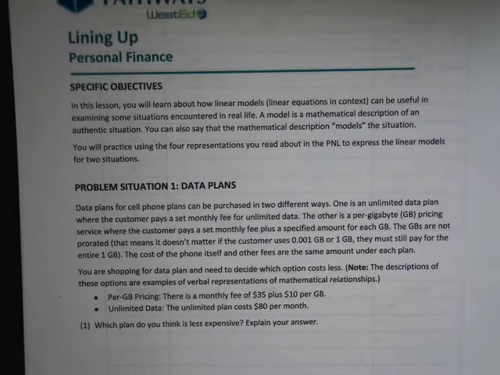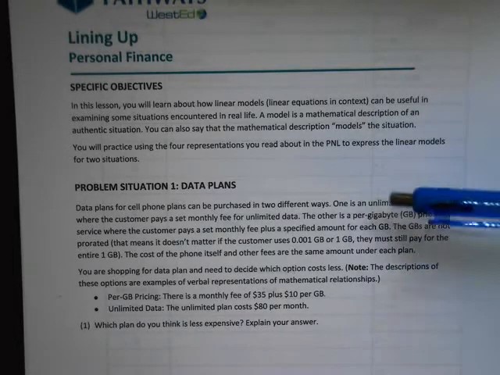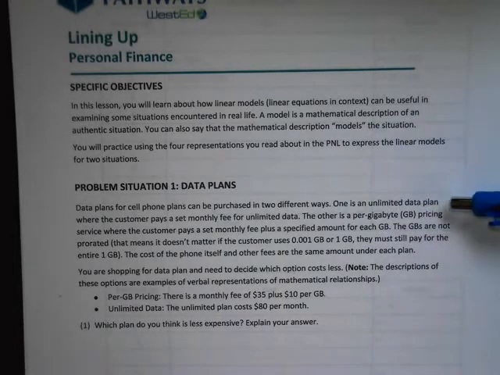This is about cell phone plans. And way back in the day, this is exactly what happened. You could do an unlimited data plan, and that's typically what people do now. But there was another type of plan. So first is an unlimited data plan where customers pay a set monthly fee and they get unlimited data, right?